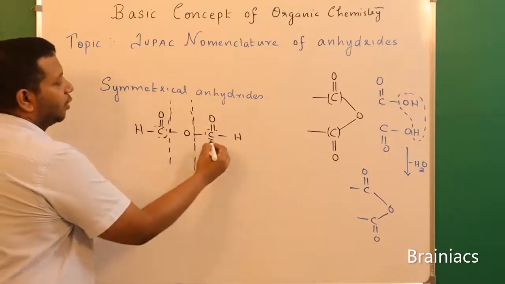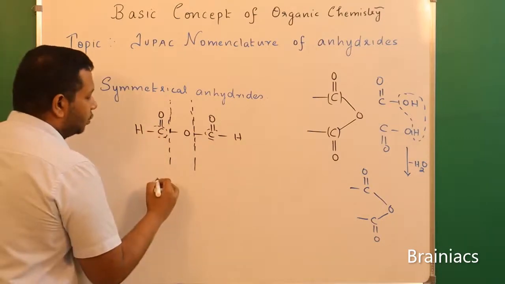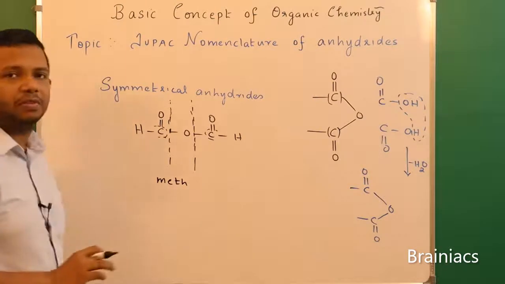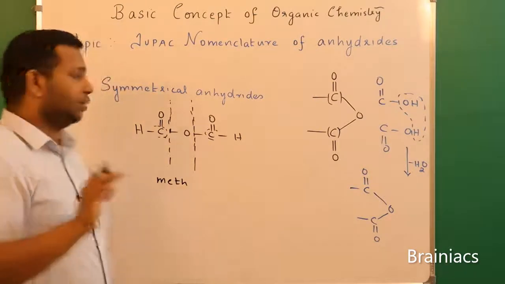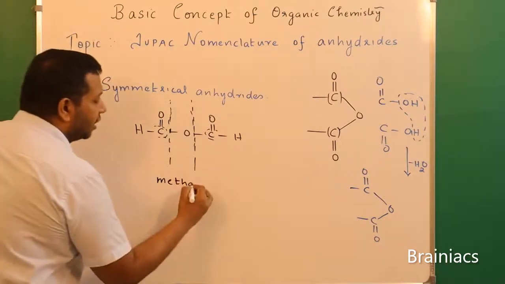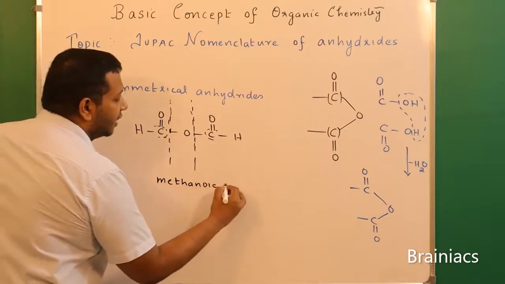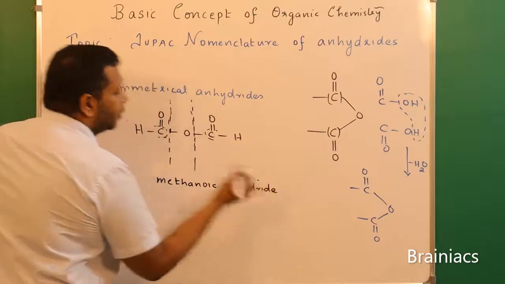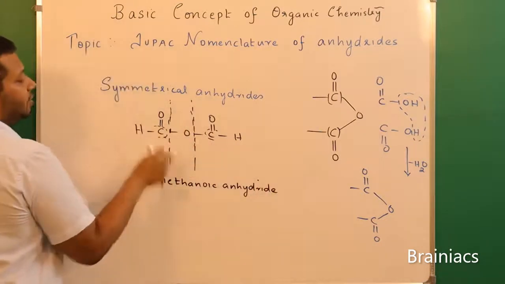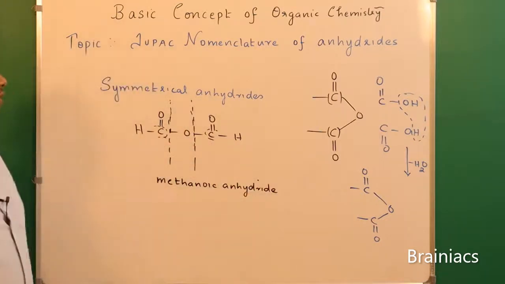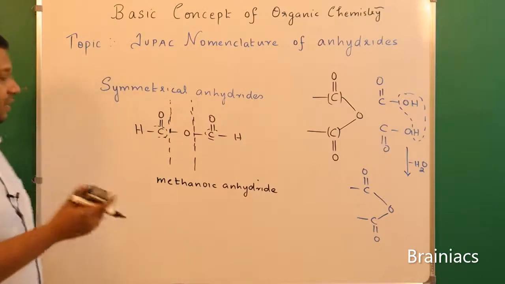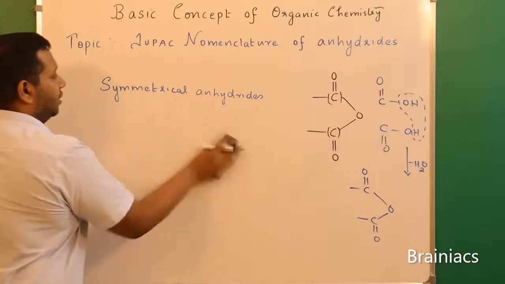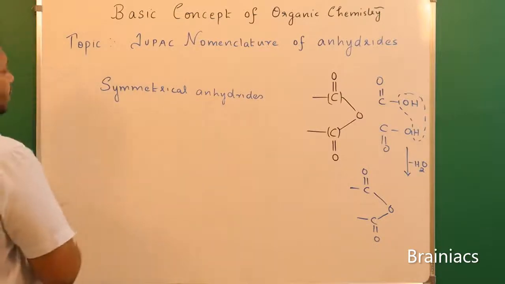That means here only one carbon atom is there, so we use the term meth. We know the common name is alkanoic anhydride, so here we use methanoic anhydride. Understood? Because only one carbon atom is there and both are similar, we use the term methanoic anhydride. Now let me give you another example, then it becomes easy for you to understand.